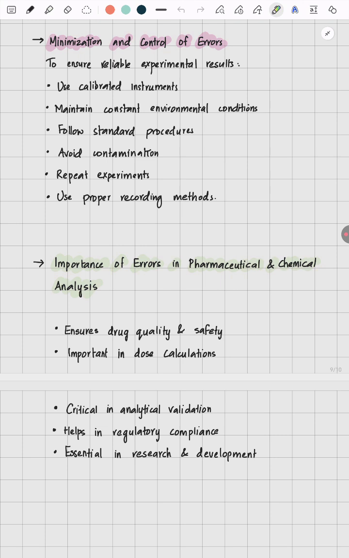So, to conclude, errors are an unavoidable part of any experimental work, but they do not make the results useless. Instead, by understanding and analyzing the errors, we can assess the reliability, accuracy, and precision of our measurements and ensure better scientific outcomes.